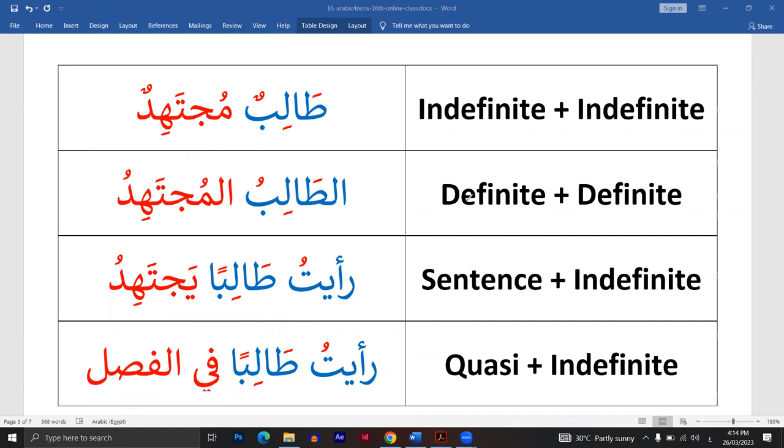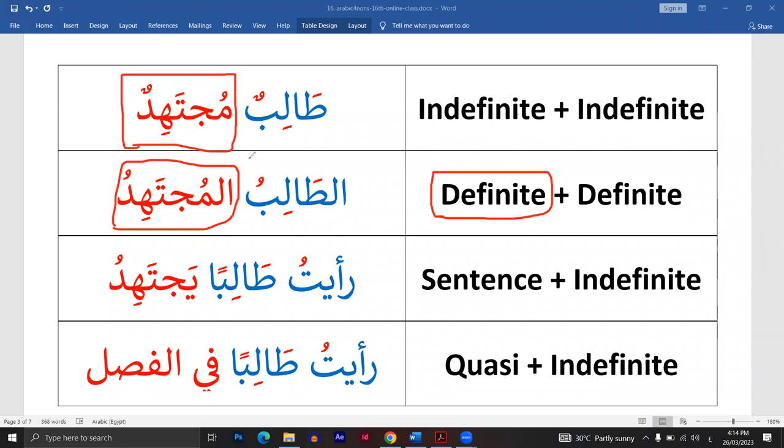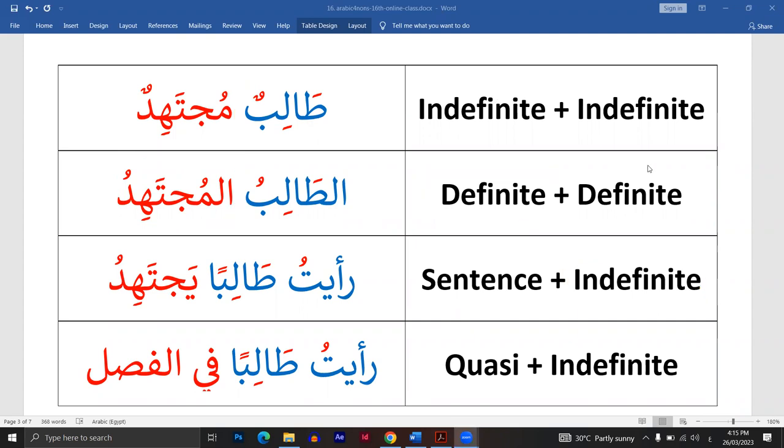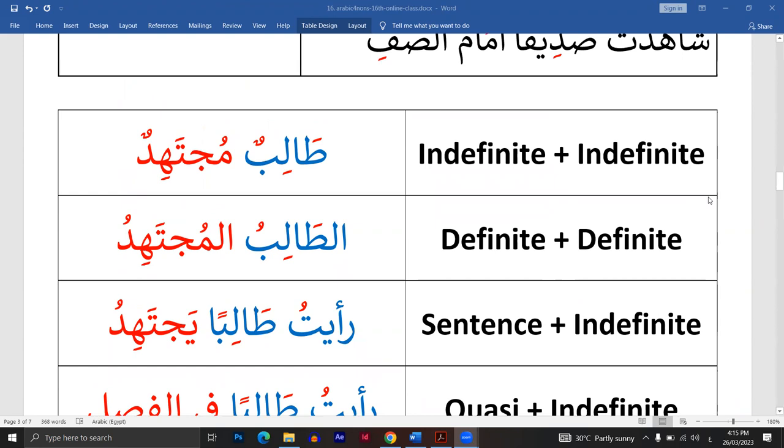So if we have a single adjective, it will follow the described noun, like here, الطالبُ المجتهدُ, in four features, as we said: definiteness and indefiniteness, gender, number, and also the case ending. This is in the case of a single adjective. But in case we have a sentence adjective or a quasi-sentence adjective, we are looking for an indefinite noun. I hope this scheme is in your mind because we are going to apply it now.